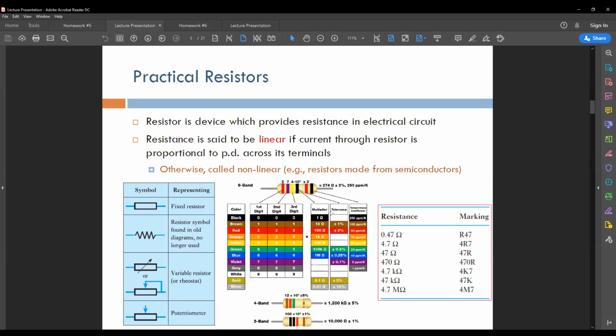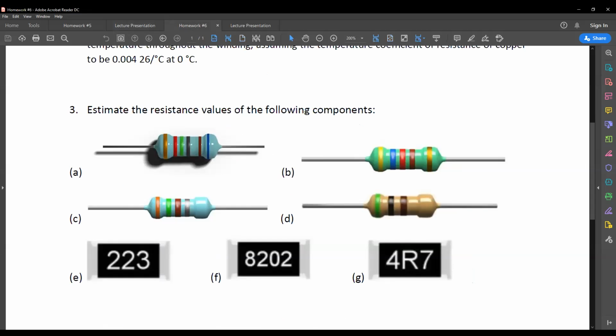So this is just like an exercise for you to use that particular color code and get the values of each one of the resistors that are in these pictures. Would that be a problem?